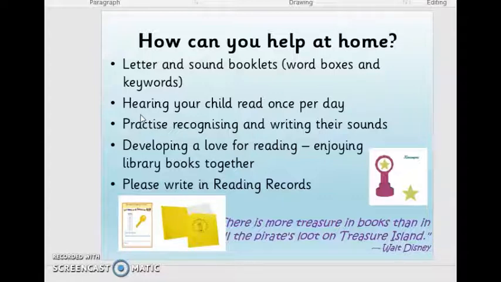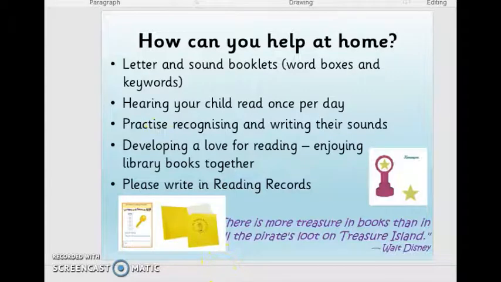You can also practice writing the sounds and practicing the cursive handwriting. Also, just developing a love for reading, enjoying books together, and really just allowing your child to have the time to enjoy stories, laugh and have fun with them. So this is why we send home library books each week. Your child will be able to go to the library and choose a book of their choice. And we would suggest that these are stories that you read to your child, perhaps at bedtime or other quiet, relaxing times when you have together. And we change those once per week in school.